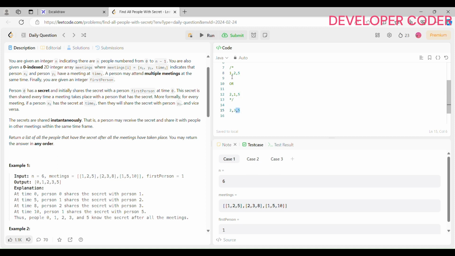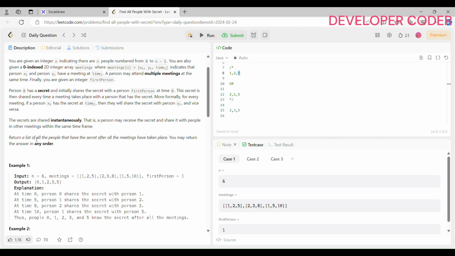Okay, let's say 1 tells the secret to 2, then 2 is also conducting a meeting at the same time with 3, so 3 also knows the secret, because both the times are 5 here. Okay, the secrets are shared instantaneously, that is, a person may receive the secret and share it with the people in other meetings within the same time frame.